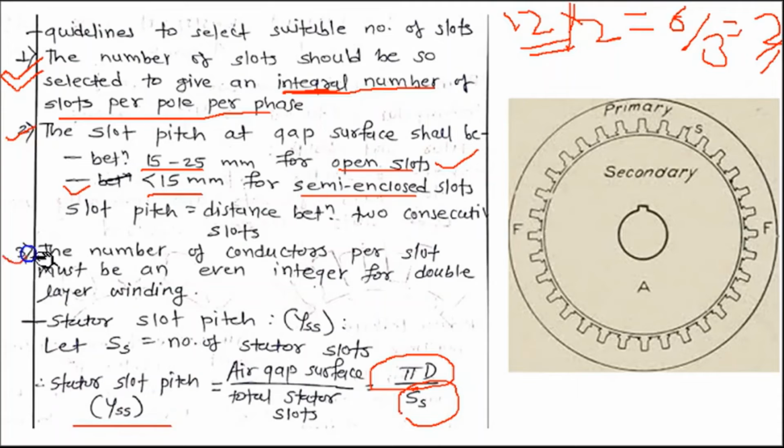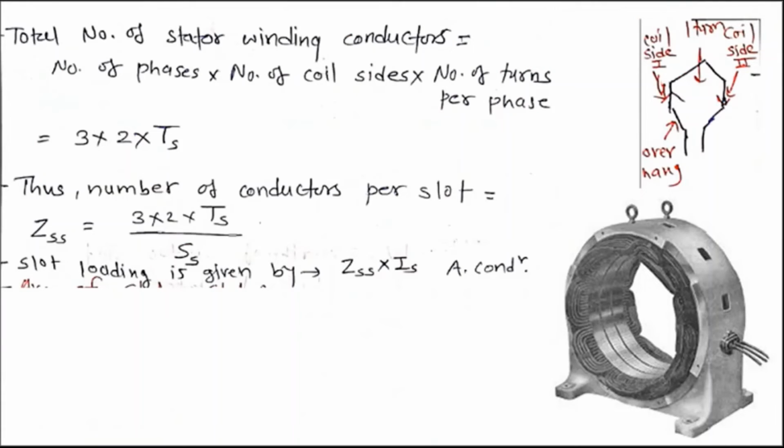Now the third guideline: the number of conductors per slot must be an even integer for double layer winding. If you are installing double layer winding, your number of conductors per slot must be an even integer. This is also an important guideline. So remember these guidelines while designing the motor.